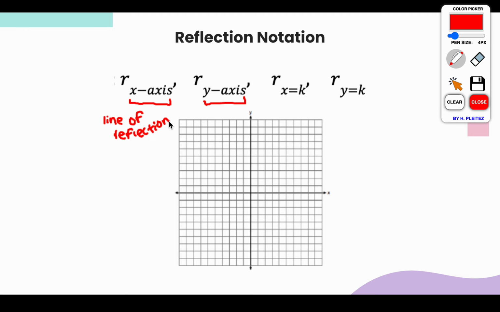So when we're reflecting over the x-axis, that is this perfect horizontal line here, right? So that would be our line of reflection. Our basis of creating our mirror image would be that line if we're doing it over the x-axis. Now, if we're doing it over the y-axis, our line of reflection is going to be this vertical line right here. Now, what's different that we might not have seen so much before is this notation of a reflection over the line x equals k.